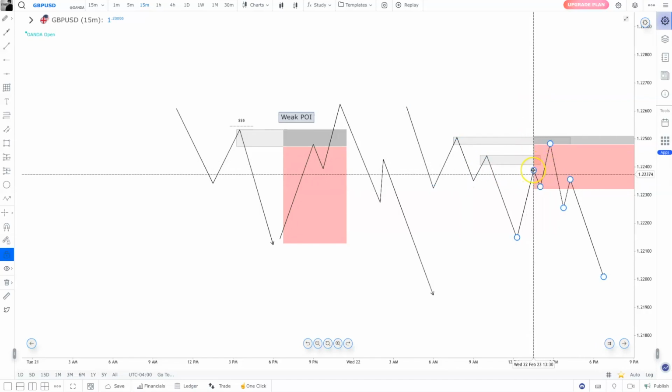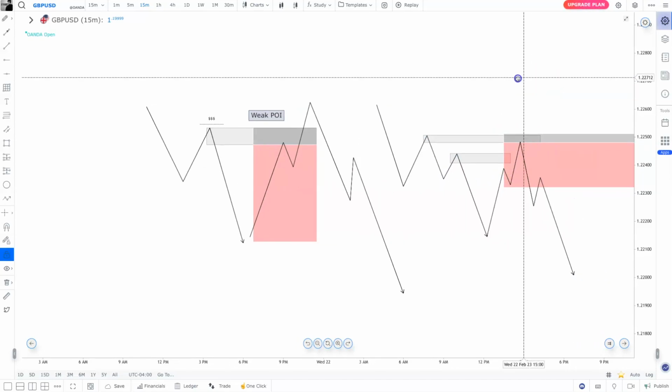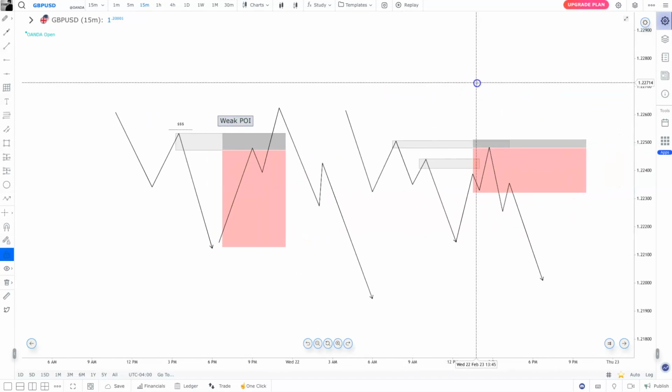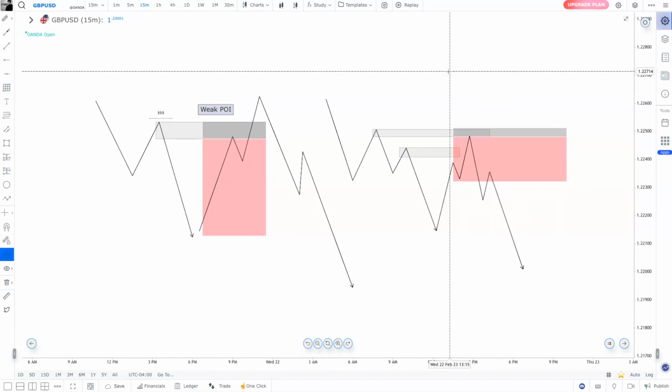You can do a lot of things to refine your entries, you know, go to a lower time frame, spot maybe a BOS and a change of character. I have also explained that in my previous videos if you want to check them out. At the moment, let me go ahead and show you some examples based on this.